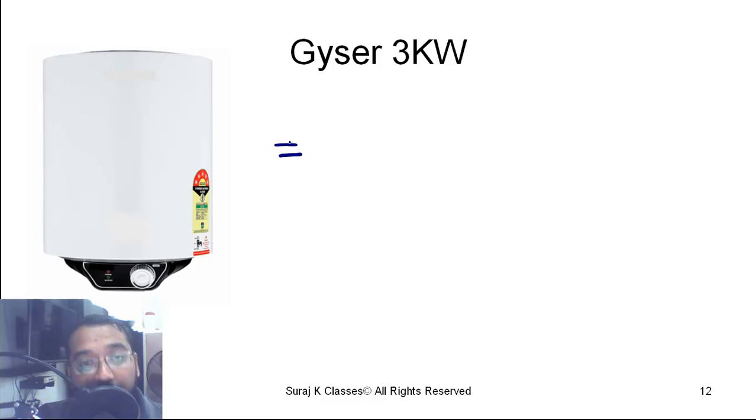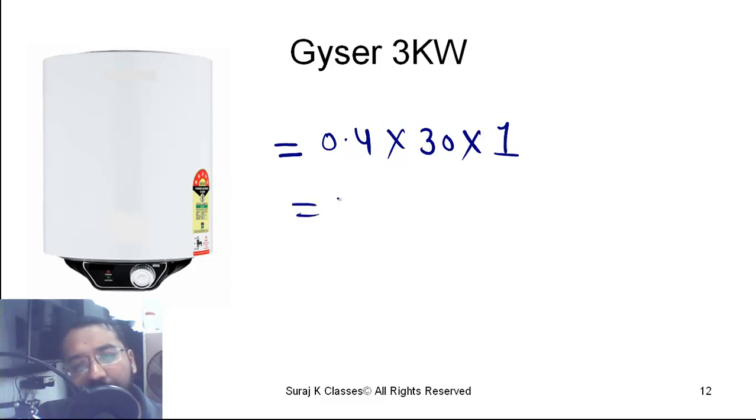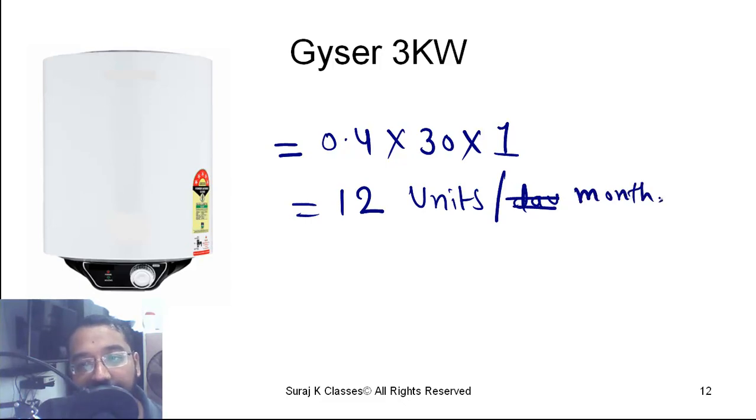For the calculation of the electricity bill, this is my use, 0.4 kilowatt hour, for 30 days for a single person. This will give me around 12 units consumed. Sorry, this is for the month. This is regarding the month. So this is 12 units of use per month and per person.